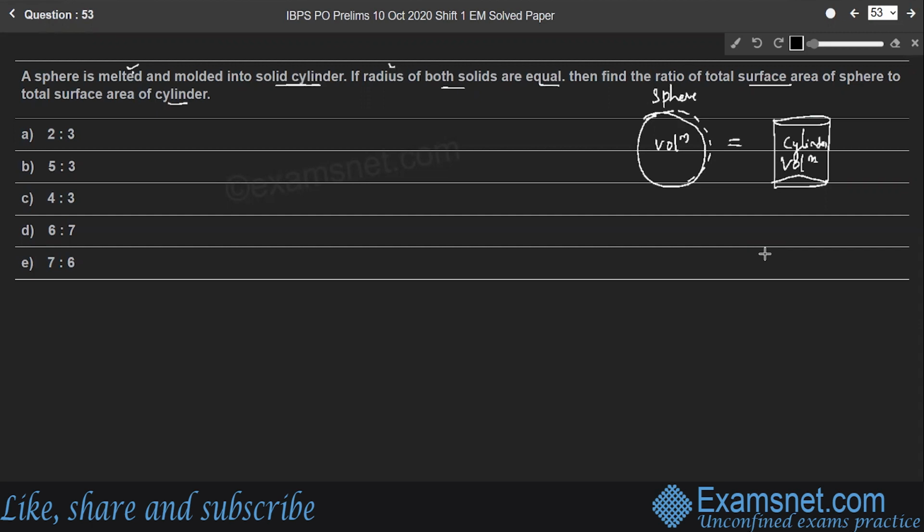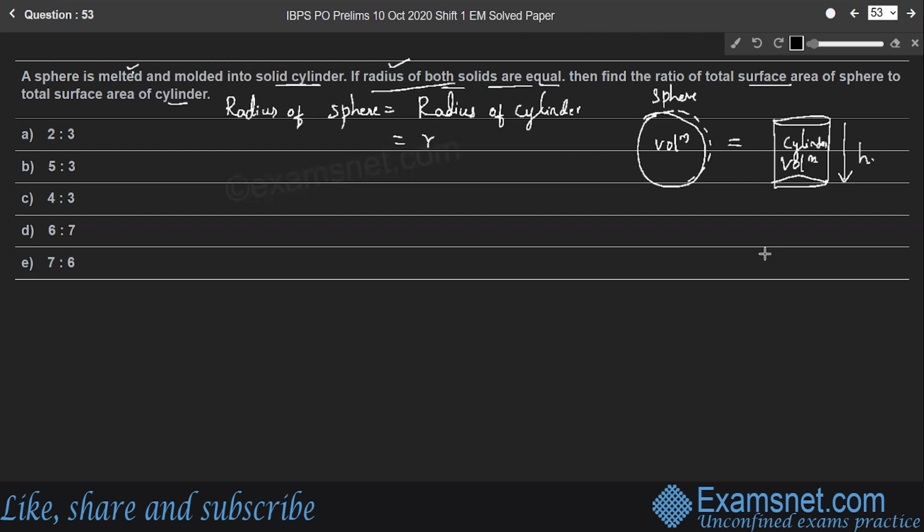And it is given that the radius of both solids are equal. Why do we need the radius? Because to find the ratio of total surface area, whether it is a volume or surface area, it depends on the radius, and in the case of a cylinder, it depends on the height also, right? Therefore, here the radius plays an important role. Since the radius of both the solids are equal, we can write the radius of the sphere is equal to the radius of the cylinder. So let it be R.